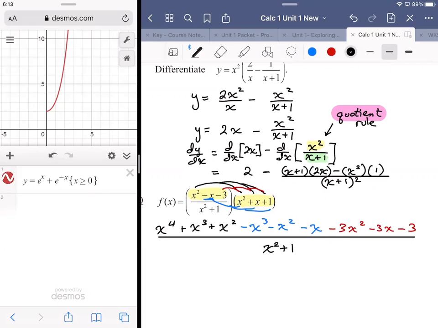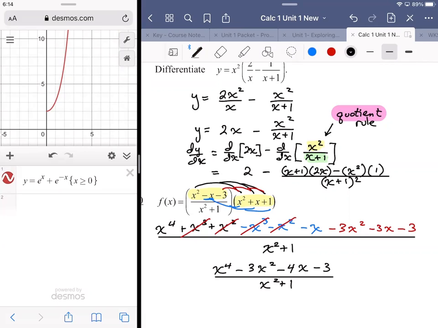But we have the expansion of the trinomial against the trinomial, right? I'm going to look to simplify that because I certainly don't want to work with the expression as is. I see an x cubed and a negative x cubed. I see an x squared and a negative x squared. Everything else is going to combine but not cancel. So I'll have an x to the fourth, a negative 3x squared, a negative 4x, and a negative 3, all over x squared plus 1.